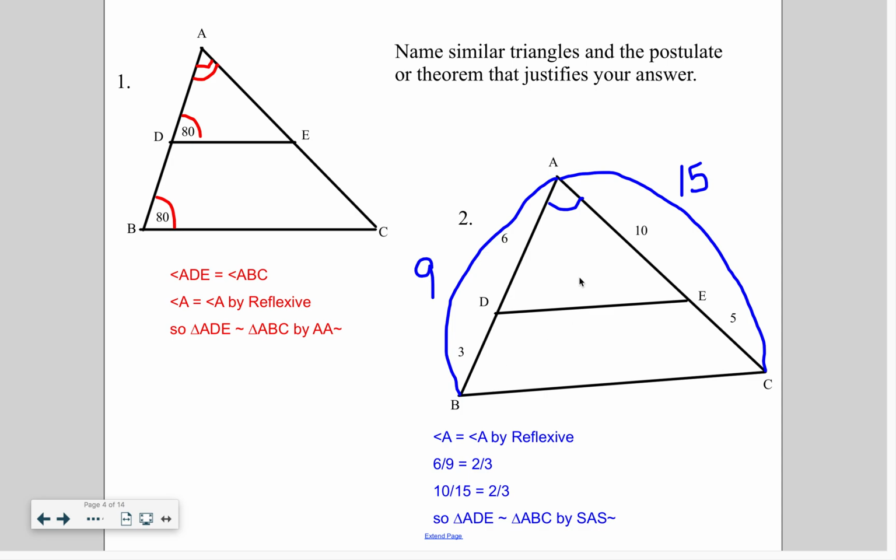When we're over here, again, we have that shared angle by reflexive. And remember, I'm comparing the small triangle to the large triangle. Okay? So I have 6. That's the smaller between 6 and 10. And notice the big lines here, I'm comparing the entire side of the triangle. So I'm going to compare 6 with 9 and 10 with 15. When I reduce those ratios, I get a 2:3 for both. So these are similar by SAS similarity.